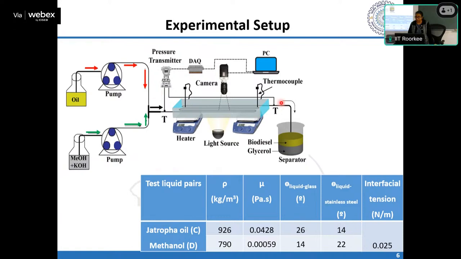After the reaction happens in the reactor, the mixture comes out and gets separated under gravity, and we get two different products: biodiesel and glycerol. They are phase separated under gravity separation.